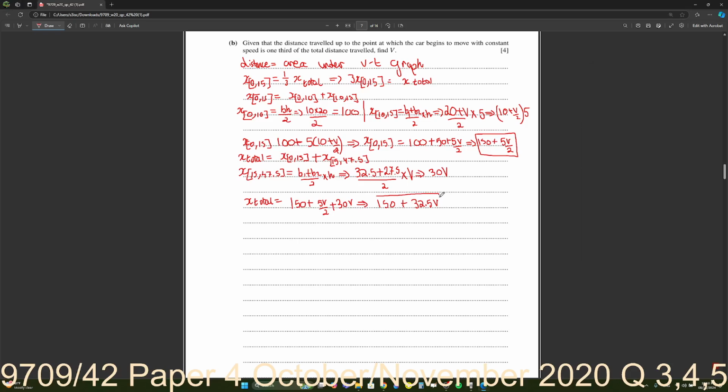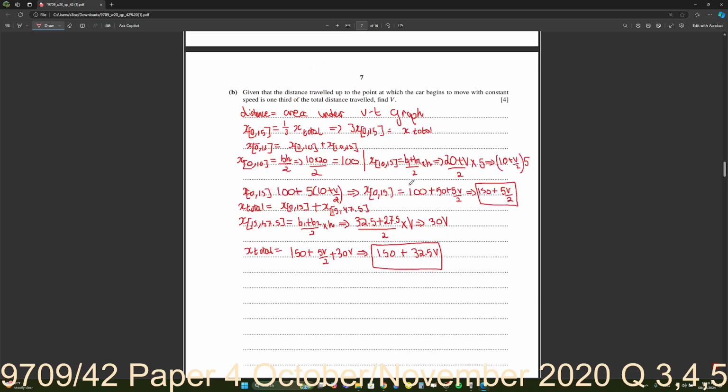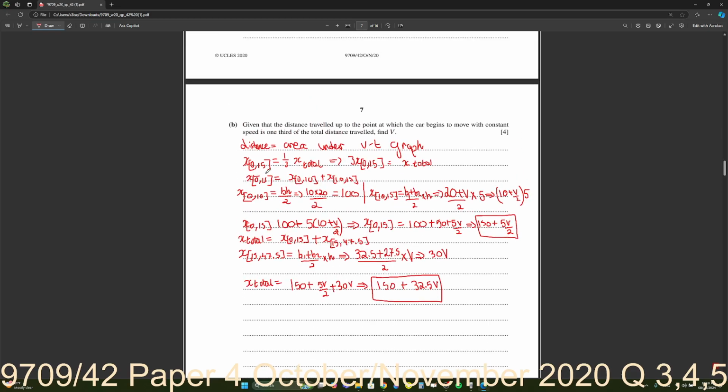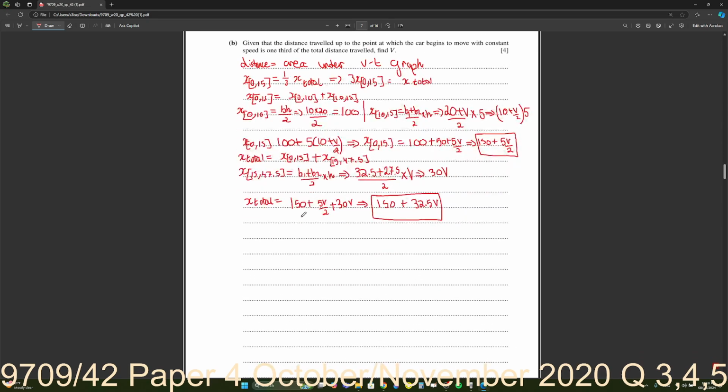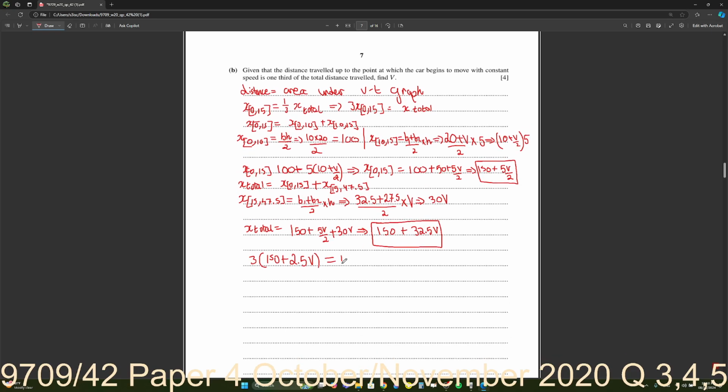So we now have two equations. What do we know? We know that 3 times x 0 to 15 is equal to x total. So 3 times 150 plus 5 over 2 v. I'm going to use 2.5v instead of 5 over 2. That is equal to x total, which is 150 plus 32.5v. Distribute our 3, we're going to get 450 plus 7.5v is equal to 150 plus 32.5v.